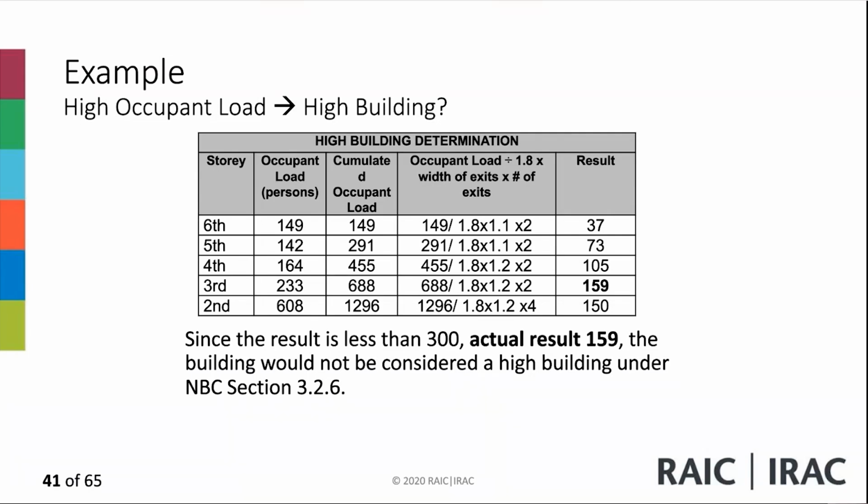So even though it's 18 meters high, between 18 meters and 36 meters, you have to take a look at doing this calculation for your building, if it's an A, D, E, or F major occupancy, to determine whether it's a high building or not. Is the calculation clear for you now?